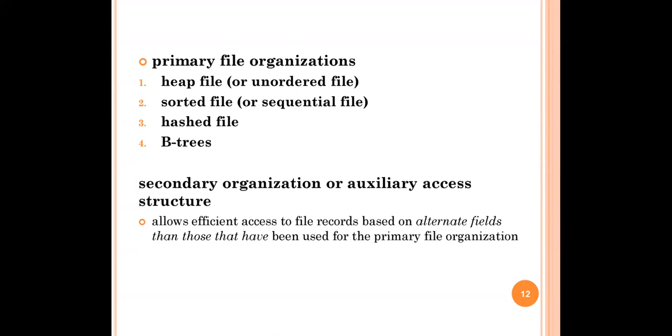Sorted file means we store the data in sorted form. If the value is 1, the corresponding index will be 1, or the array may start from index 0. So if you implement it, we can reach the next one.